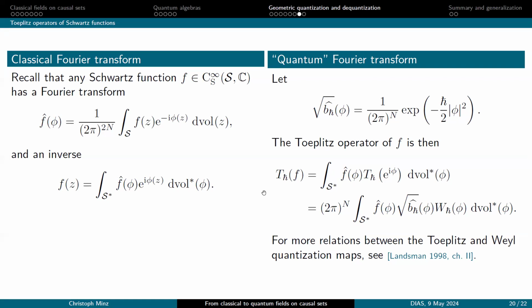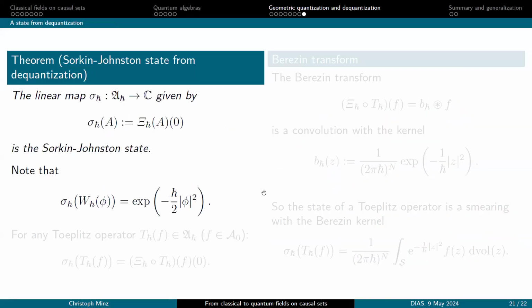And with this we get some explicit expression for the quantum version of the Fourier transform. So we can write any Toeplitz operator in terms of these Weil generators and with some factors. And now, knowing what our Weil generator is, we can actually evaluate this dequantization method that I constructed on the Weil generators, and then the result is a function, a classical observable again, and we can evaluate it at 0. If you go through with this, you will find that this is equivalent to the Sorkin-Johnston state.